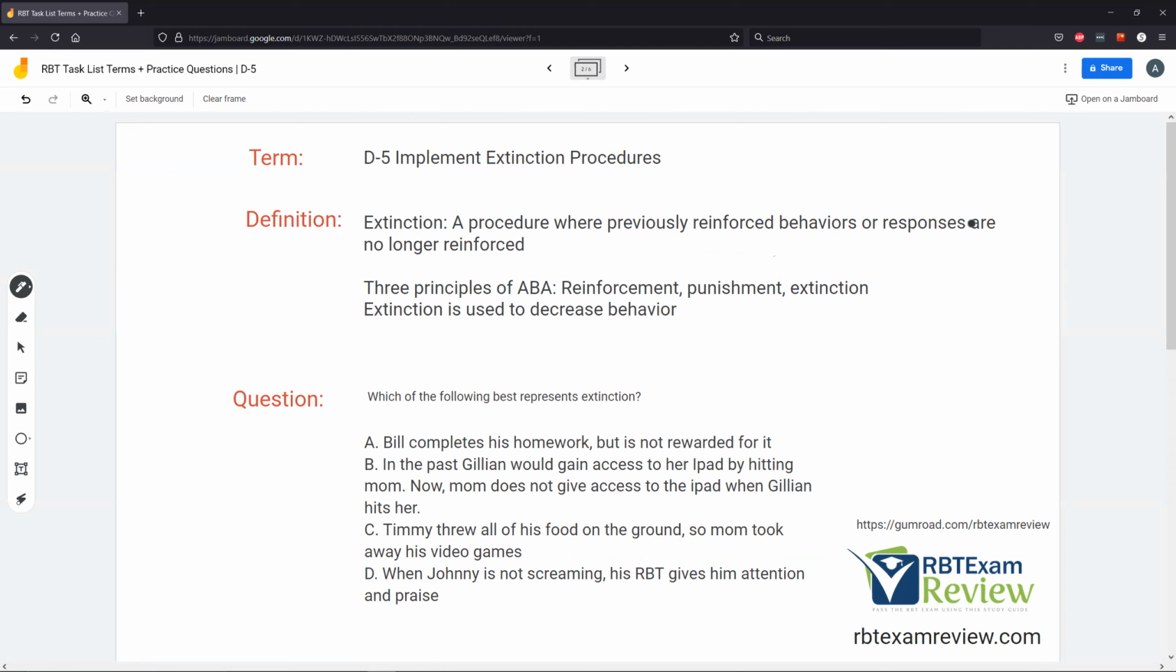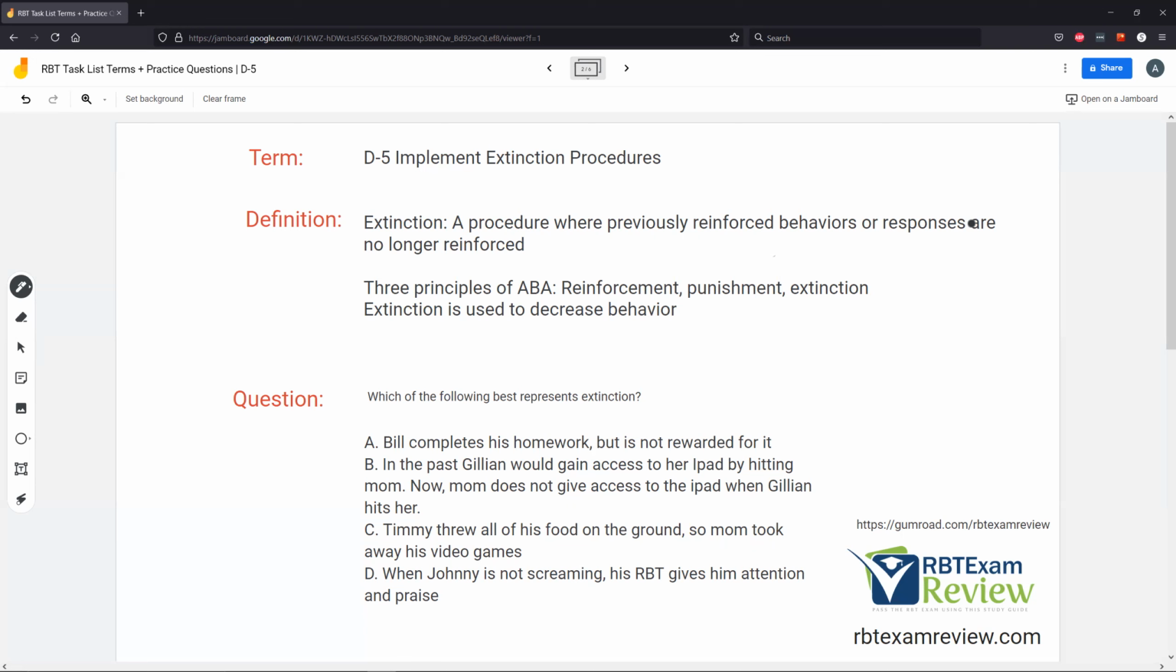Okay, so question. Which of the following best represents extinction? So we're looking for the scenario which best represents an extinction procedure. A, Bill completes his homework, but is not rewarded for it. So kind of tricky because it looks good, right? Because in your mind, you might think, well, he completes his homework, but doesn't get any reward.